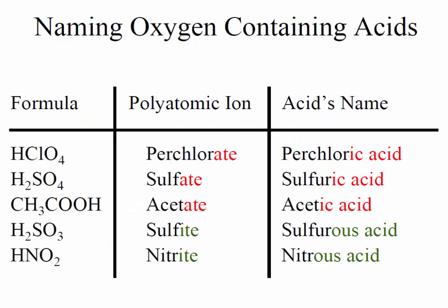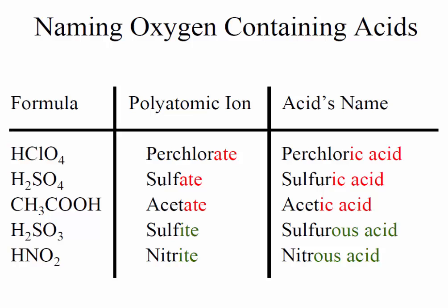So let's look at some examples. HClO4 involves ClO4, which is the perchlorate ion. So I take the name perchlorate, change the "ate" to "ic," and it becomes perchloric acid. H2SO4 involves the sulfate ion. So I take the "ate," change it to "ic," that becomes sulfuric acid. The next one involves the acetate ion. I changed acetate to acetic and add the acid to it.